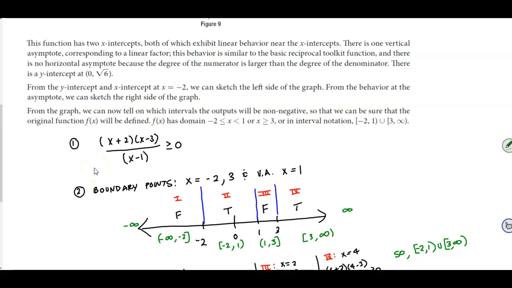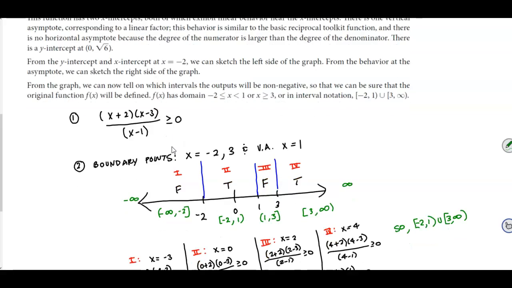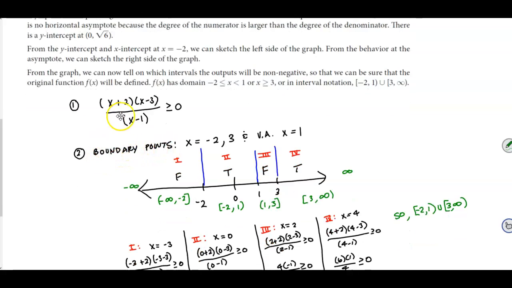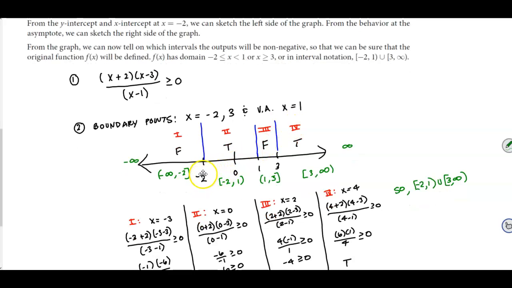Now, if we don't want to do this by graphing, then we can do the following. We look at the function under the radical, which has to be greater than or equal to 0. In the past, what we would do for this rational function is find the boundary points. The boundary points in the numerator are x equal to negative 2 and x equal to positive 3. And then we also have to use a boundary point where the vertical asymptote is, x equal to 1. So we have our boundary points at negative 2, 1, and 3.